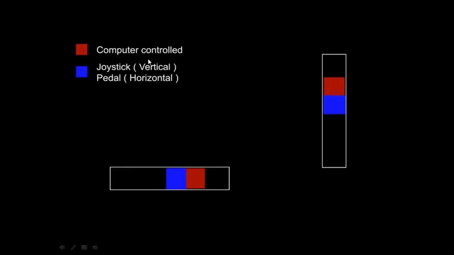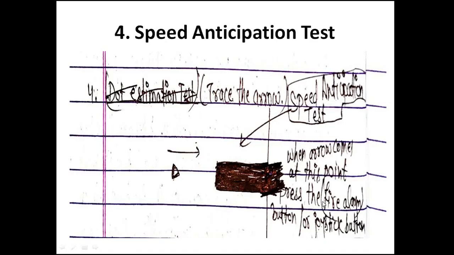See, this is the red color in both the horizontal and vertical. This vertical red and this horizontal red are computer controlled. And this is the blue color. In vertical you have to control it using your joystick, and in horizontal you have to control it using the pedal, and you have to always superimpose the blue ball on the red ball.